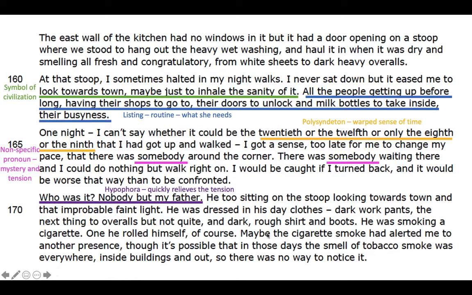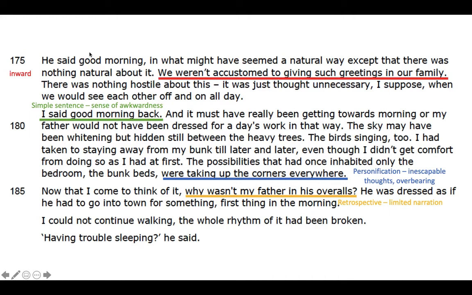I haven't mentioned anything here, but you could talk about his physical appearance. He's very working class. He's very blue collar in the way that she describes him. And we know that he's, again, a sign of poverty is the fact that he's rolled up a cigarette rather than buying ones that are already rolled up. Again, everything seems so inward. He says good morning, but it didn't seem natural because they don't say good morning to each other. We weren't accustomed to giving such greetings in our family, so they just seem to be a family that aren't very open in that kind of communicative way. Maybe because they're too busy and life's too hard, they haven't got time to have a nice conversation, or they haven't got time or privilege to talk about their feelings.